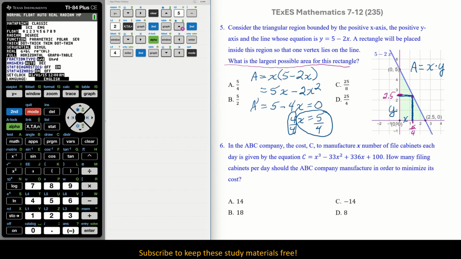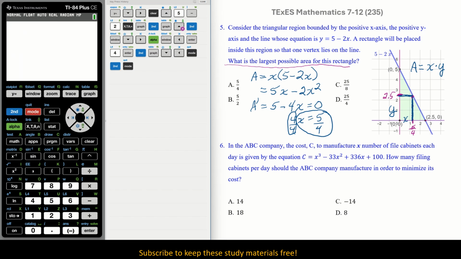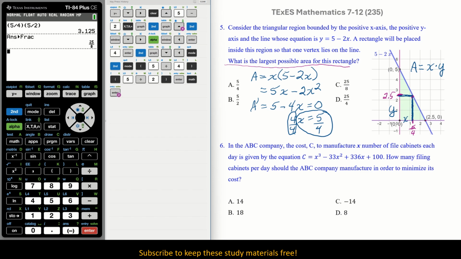Okay, second mode, get out of that. There we go. So we need to take, I'll use parentheses so you can see it, 5 divided by 4, close our parentheses, open a parentheses, 5 divided by 2. Let's push enter and see if it works. Oh, okay. Let's say math, second, math, enter. Yes, so 25 over 8 when we use our math function gives us what we need, and that is option C. So that's our optimized area.